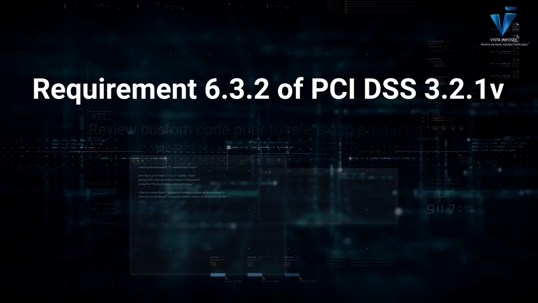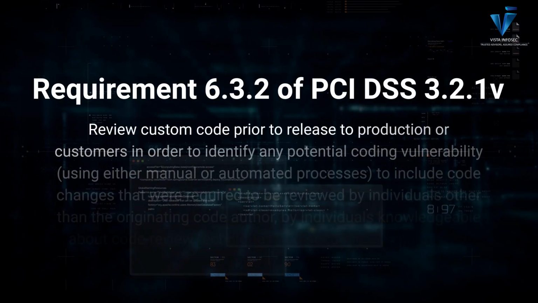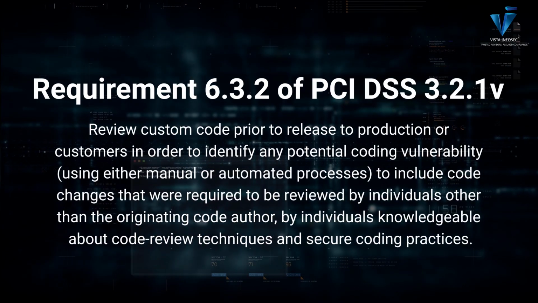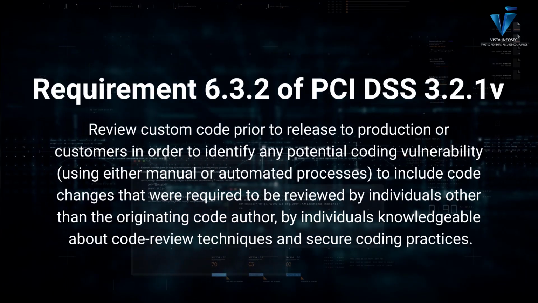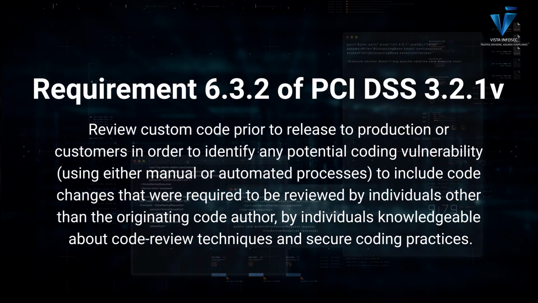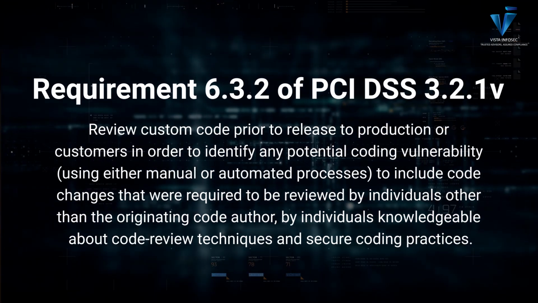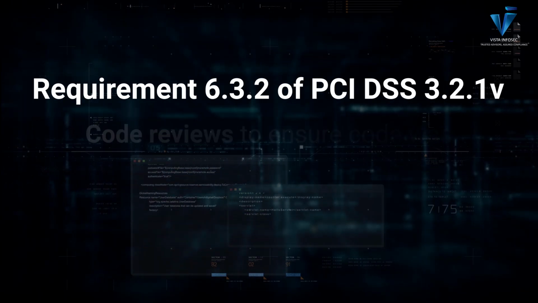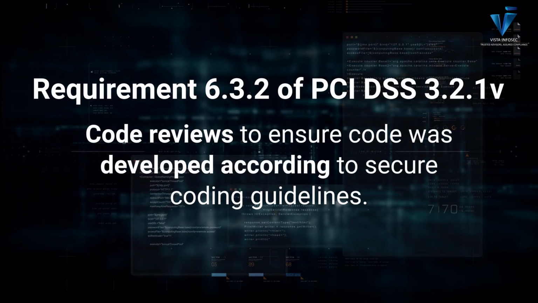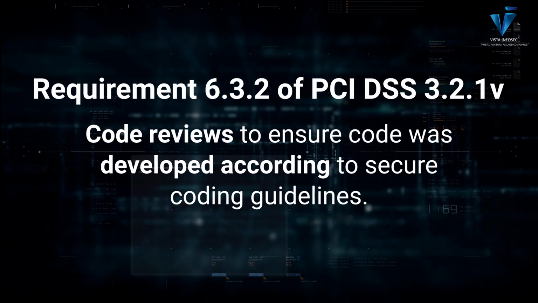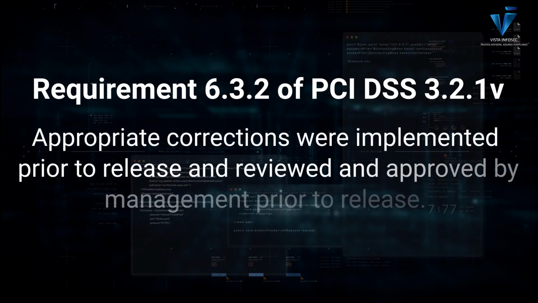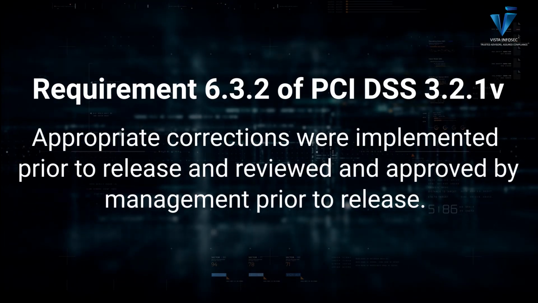Now, requirement 6.3.2 under PCI DSS 3.2.1 spoke about reviewing custom code prior to release to production or customers in order to identify any potential coding vulnerabilities using either manual or automated processes, to include code changes being reviewed by individuals other than the originating code author, and by individuals knowledgeable about code review techniques and secure coding practices. The next thing it spoke about was code review to ensure code was developed according to secure coding guidelines. Now, the secure coding guidelines have to be documented in advance, of course, by the company, and then appropriate corrections were implemented prior to release and reviewed and approved by management prior to release.